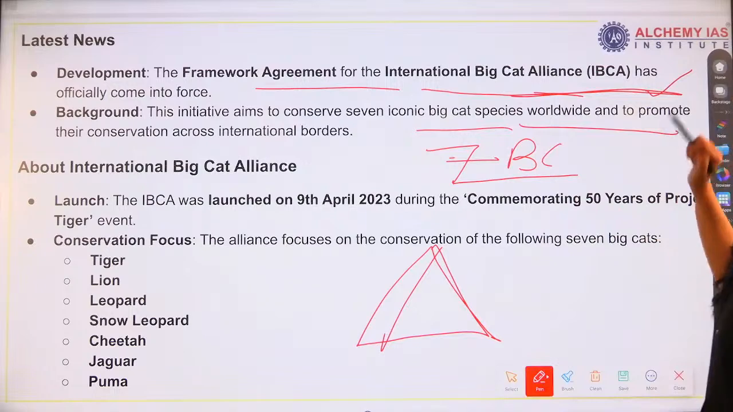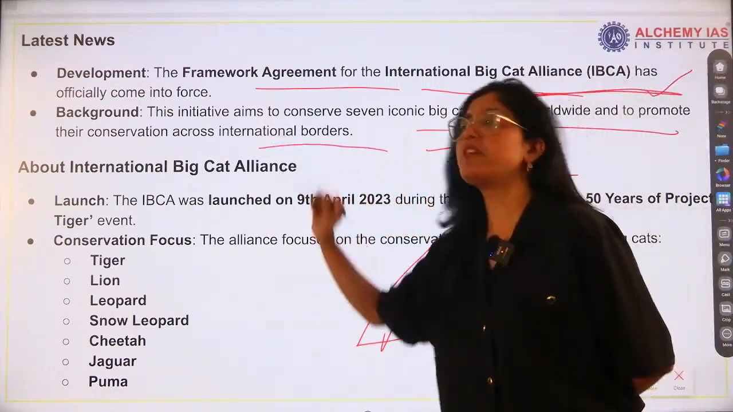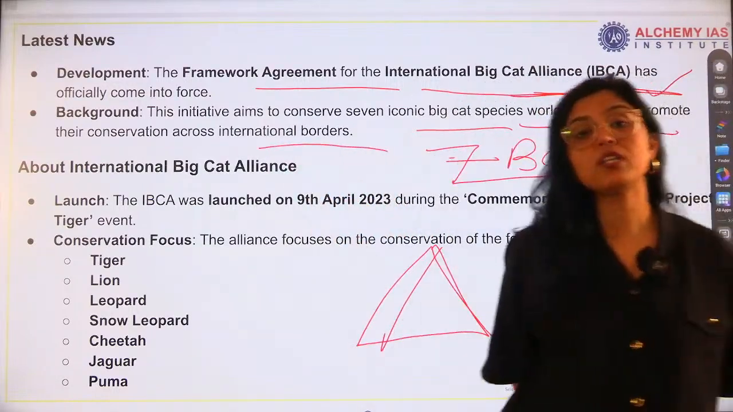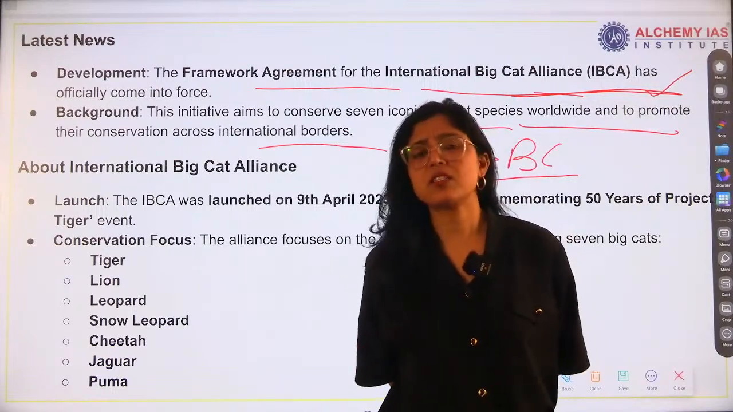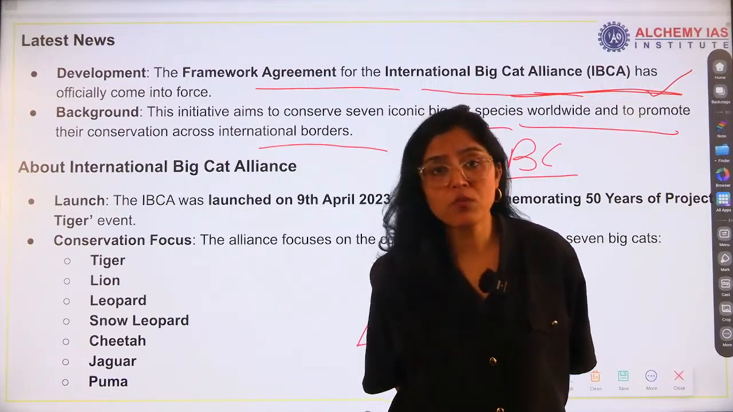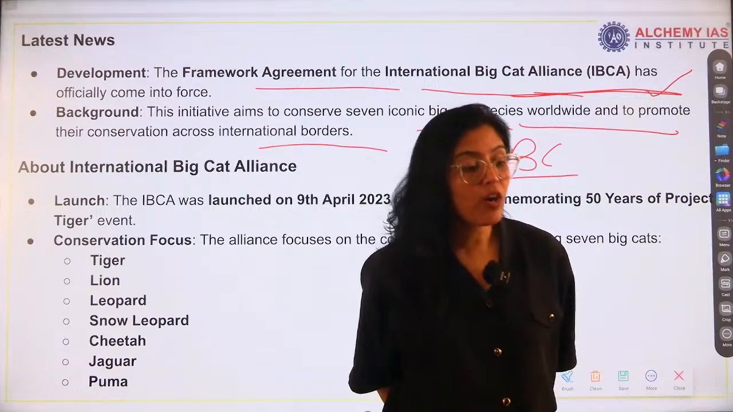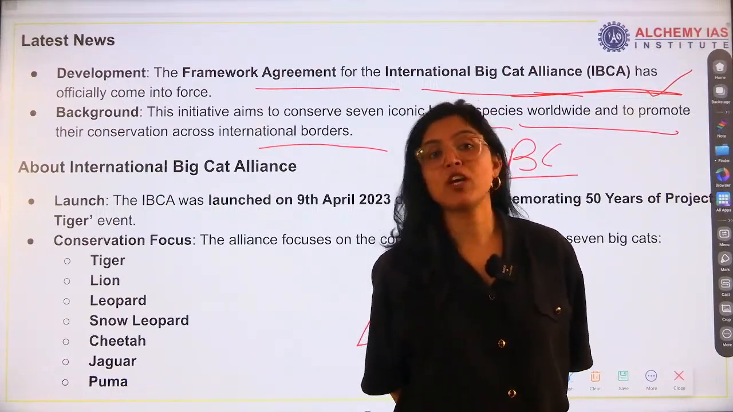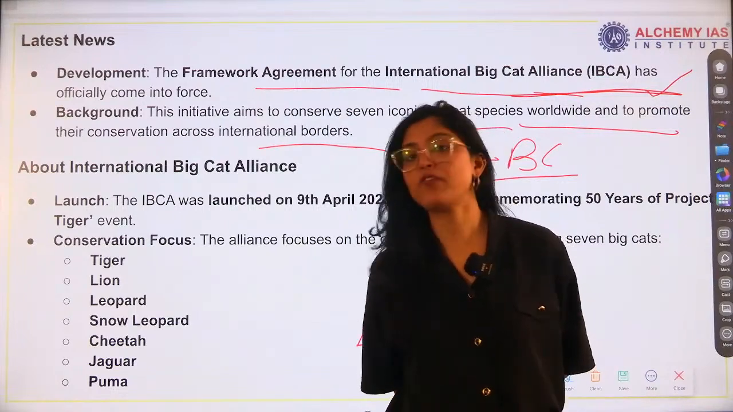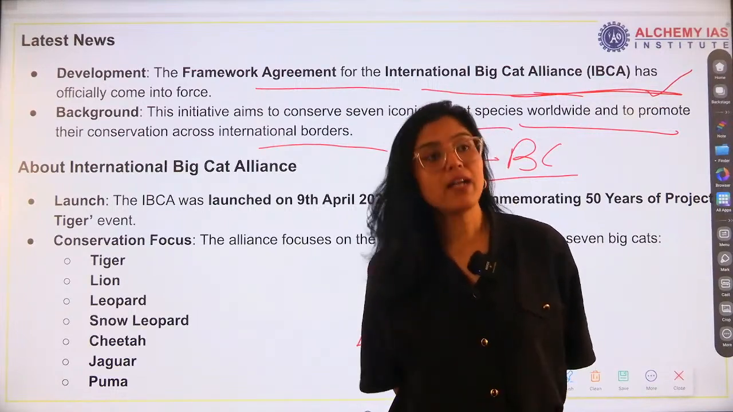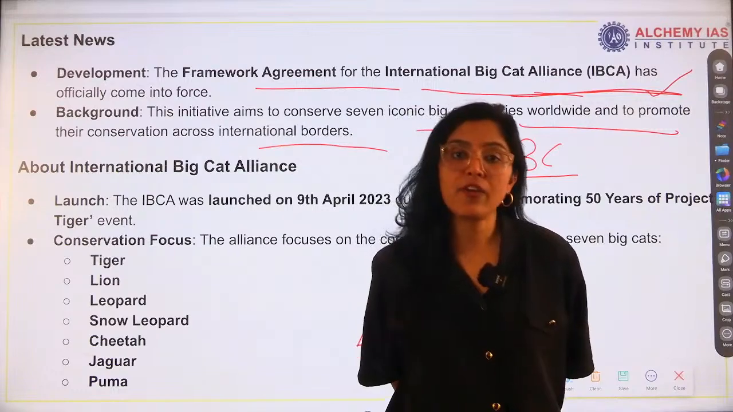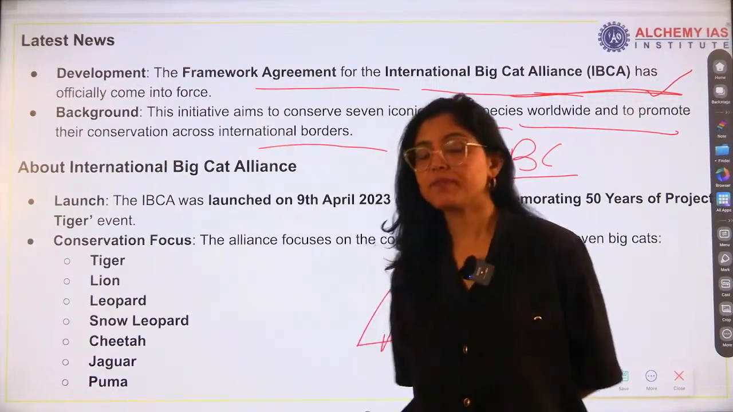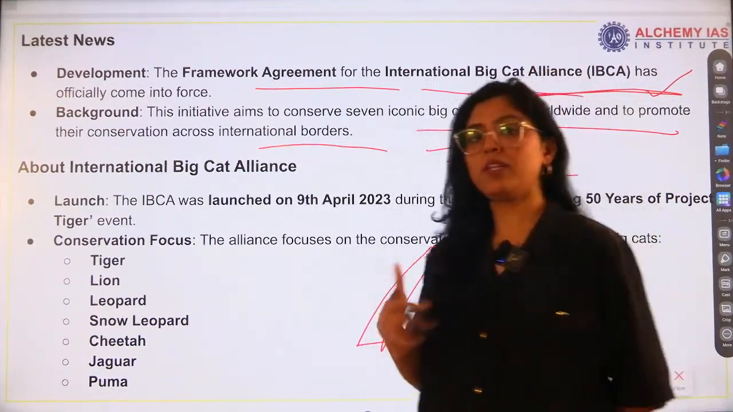Big cats, and to promote their conservation across international borders, because of many factors. Because we are taking their homes also, right? There are conflicts also. Humans are killing the big cats because of human-animal conflict. So they are facing many dangers, and in a way they are affecting humans also, right? So we are affecting them, then they are affecting us.